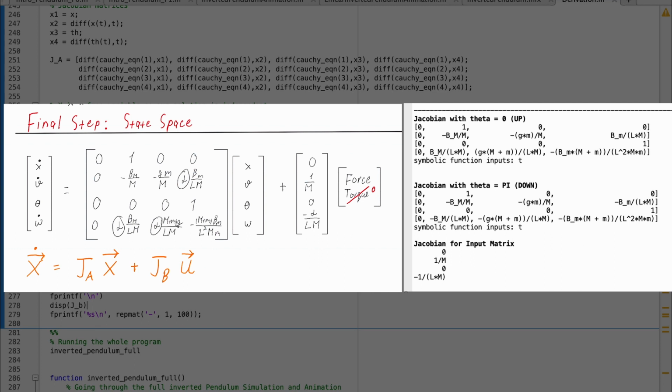Now, let's go to our final part to see how to derive the full model for the inverted pendulum.